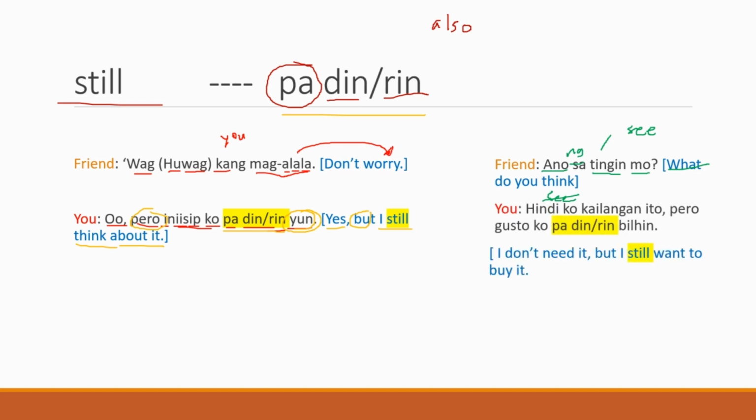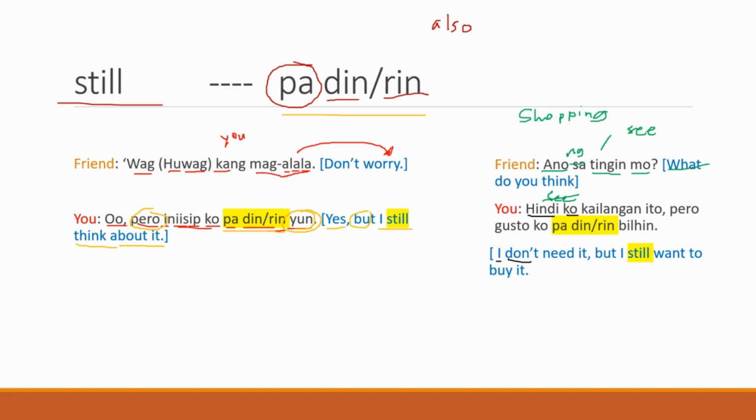And your answer would be, I don't need it, but I still want to buy it. So this context is just like you are shopping and your friend is asking about what do you think with that product or item, and you will say, I don't need it. In Filipino, it is, hindi ko kailangan ito. Hindi is don't.